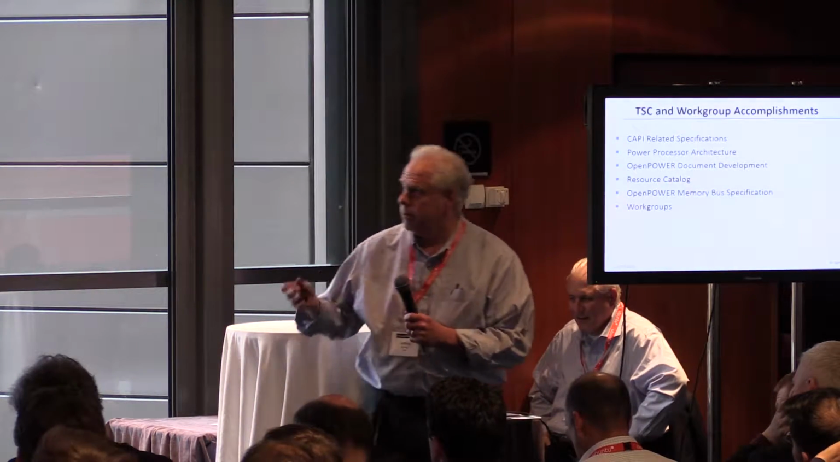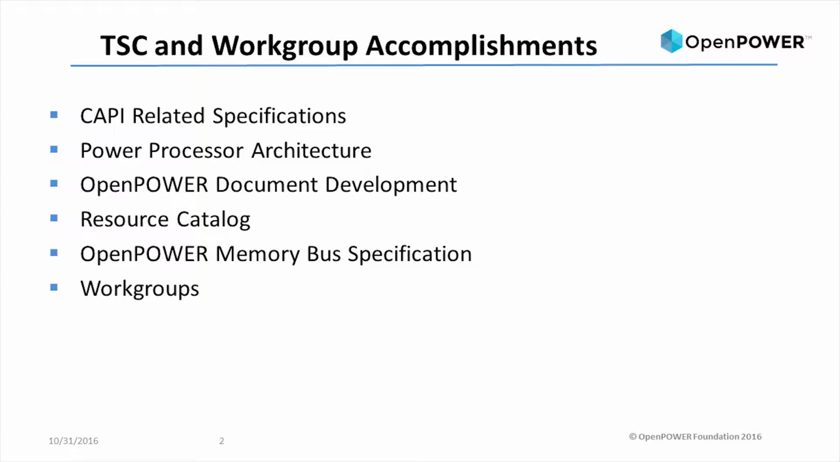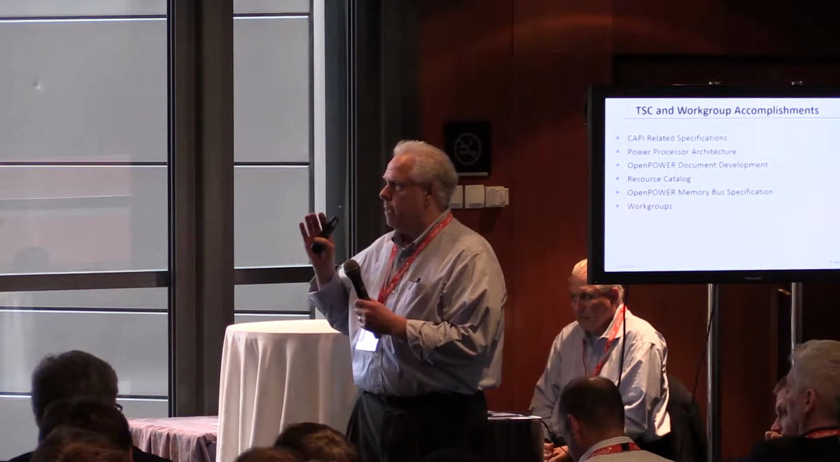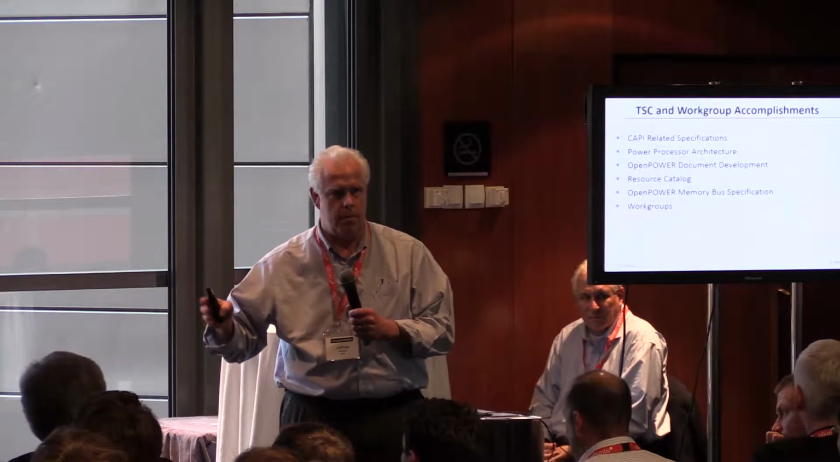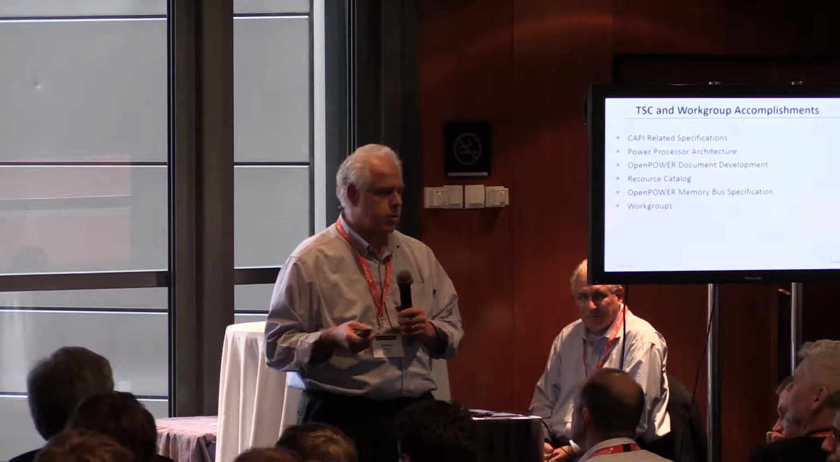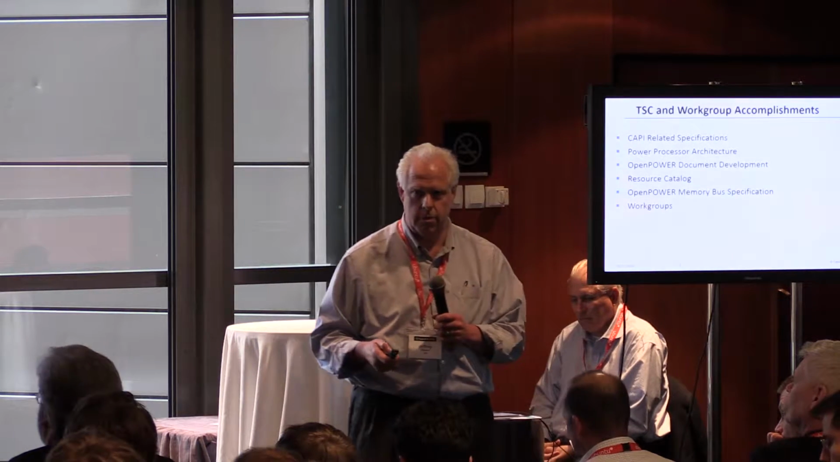So I want to take you through a few key things. We have a number of CAPI-related specs that were released over the year. We did some stuff around the power processor architecture. And in conjunction with the System Software Work Group, we updated a completely new document infrastructure. There's a resource catalog that you can get all this material from. There's a spec being developed through the Memory Work Group, and I'll talk a little bit about that. Then I'm going to talk about some new work groups. And I'm going to try to do all that within less than 15 minutes so you can all get to the drinks.